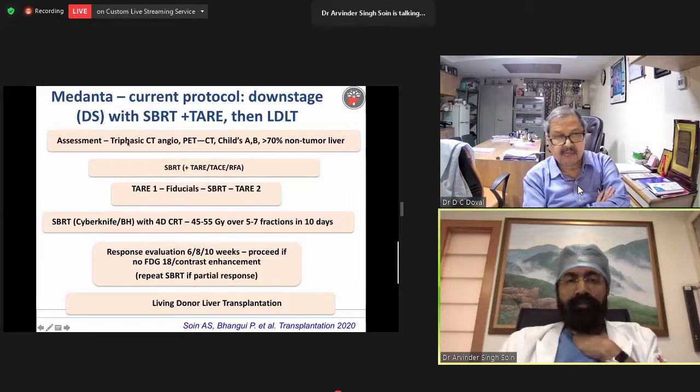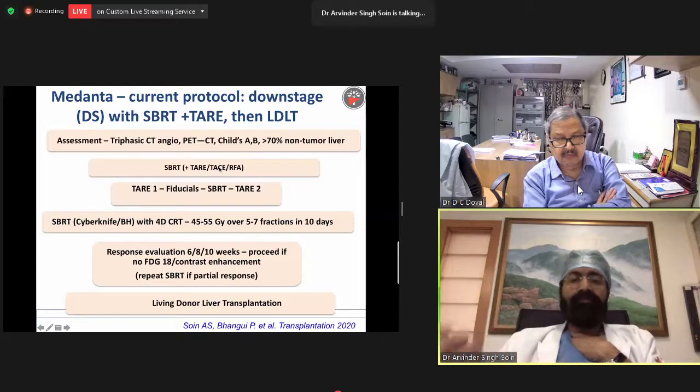This is the downstaging protocol. They are assessed in the usual fashion. Then they undergo stereotactic body radiation therapy with CyberKnife or with the ABC method, and then they also have a TARE. So SBRT and TARE, usually. Sometimes TACE is done when only segmental veins are involved and there is no main portal vein tumor thrombus.